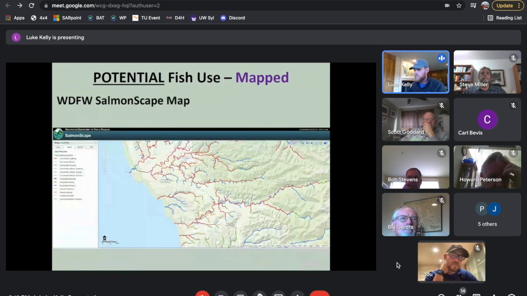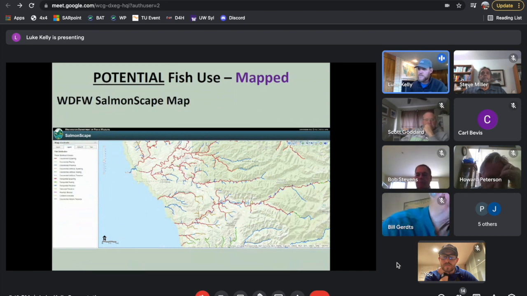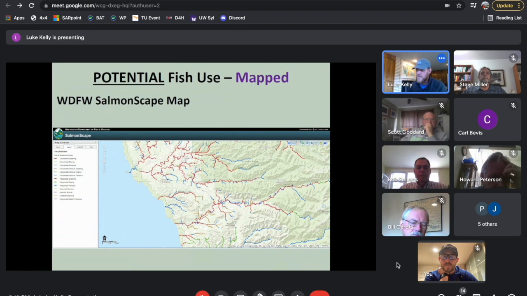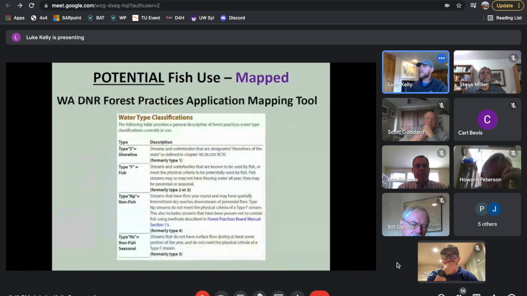Okay, and then here's Salmonscape. I try to grab the same area. The layout is a little bit different, but you'll see documented spawning, documented rearing, documented presence, and then they still have presumed presence. I don't use Salmonscape as much, but essentially it's going to give you the same data. And then the last one is the DNR Forest Practices Application Mapping Tool.